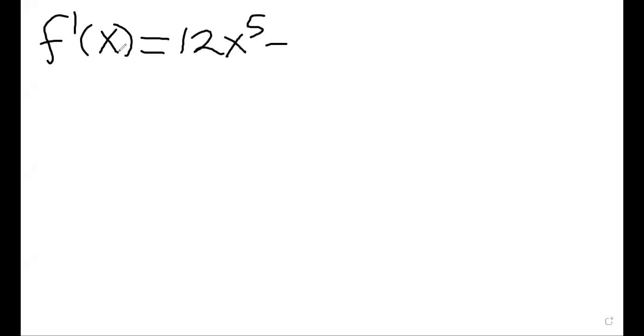So guys, we just continue from where we ended the previous question. So we had found the value of f prime. So f prime of x, we found f prime of x to be equal to 12x^5 minus 20x^3 plus some constant c.